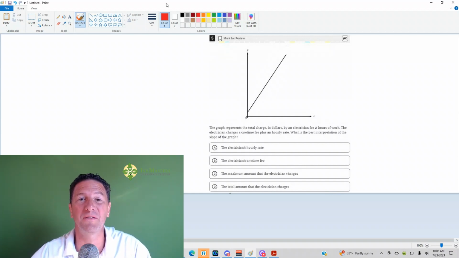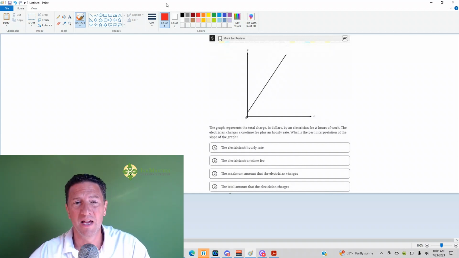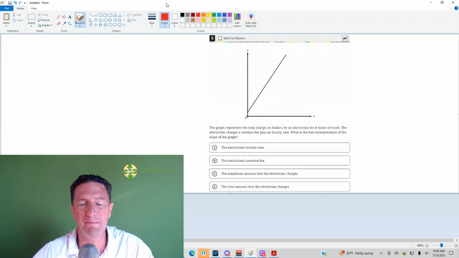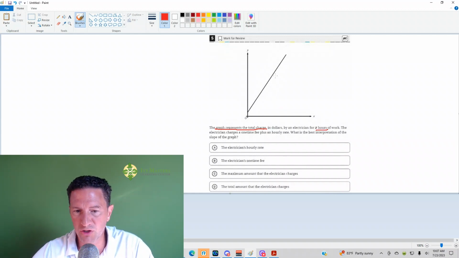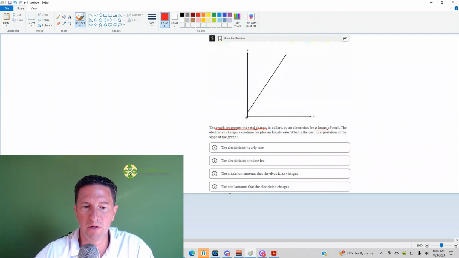And today we're going to look at the fifth question from the Digital SAT Test 1, Module 1 from the Bluebook app. The question reads, the graph represents the total charge in dollars by an electrician for X hours of work. The electrician charges a one-time fee plus an hourly rate. What is the best interpretation of the slope of the graph? So we need the slope.